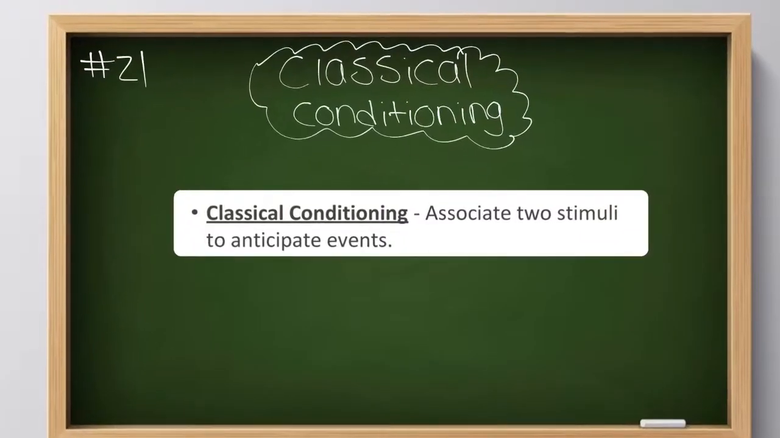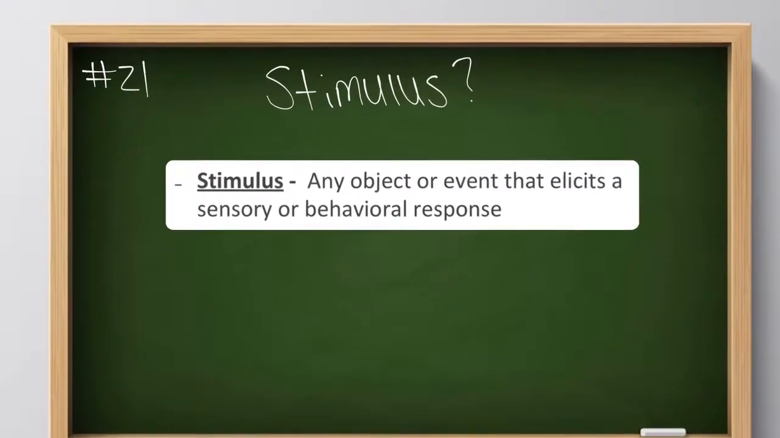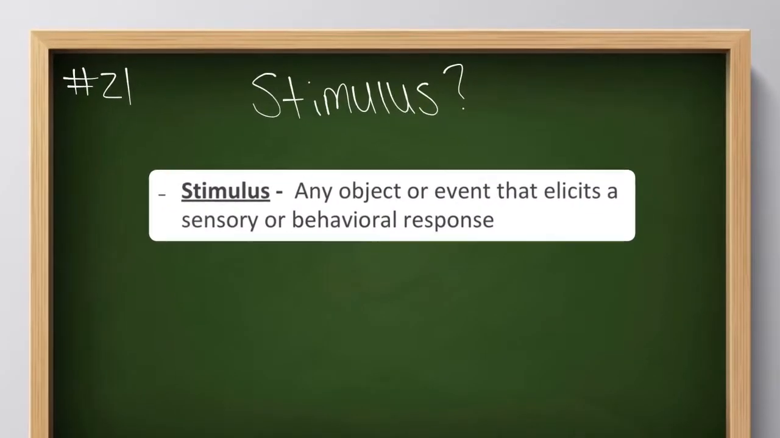Our first main topic is classical conditioning. The book definition of classical conditioning is associating two stimuli to anticipate events. Now, if you don't know what a stimulus is, you're in luck because I will tell you. A stimulus is any object or event that elicits a sensory or behavioral response.